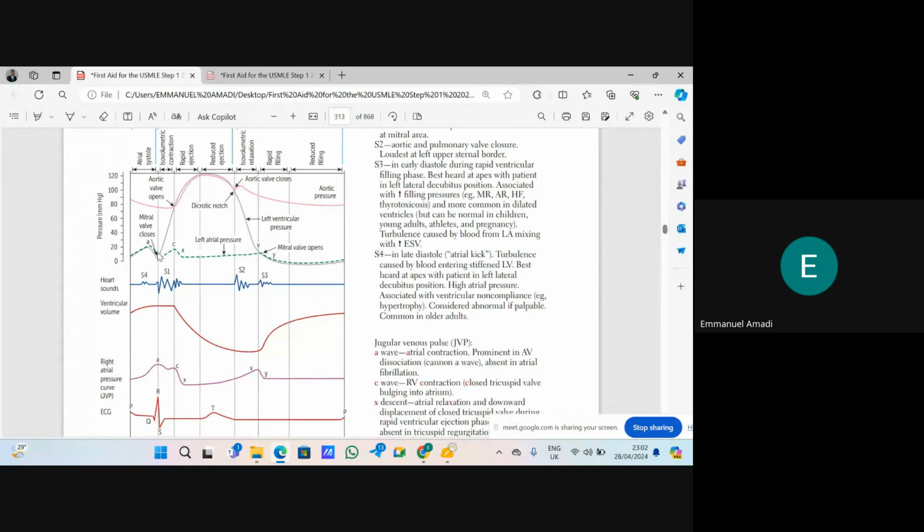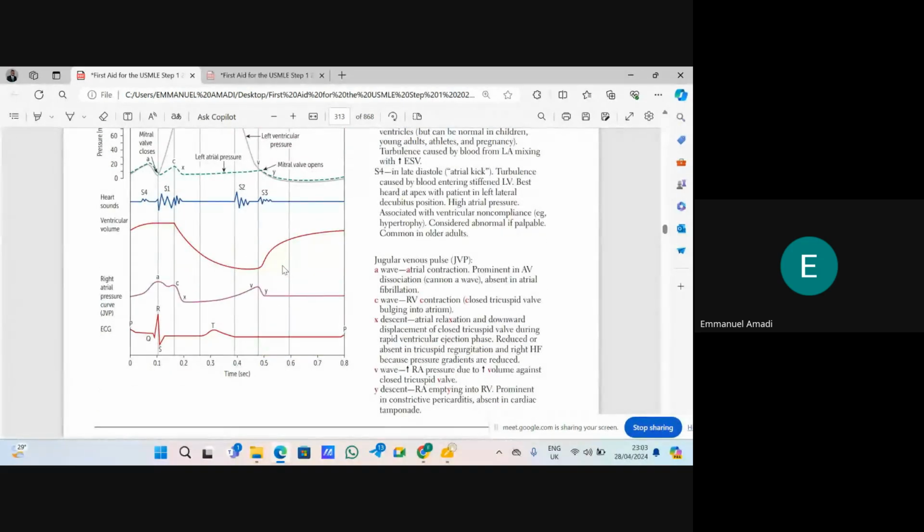So this is opening, this is closing of the mitral valve rather, so that isovolumetric contraction can happen. Aortic valve opens, the blood is emptied, aortic valve closes, isovolumetric relaxation happens. Look at the atrial pressure going above the ventricular pressure. Mitral valve opens, diastole starts. That is what you have there.